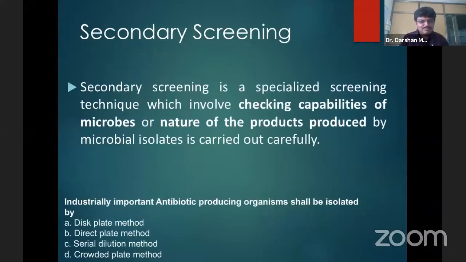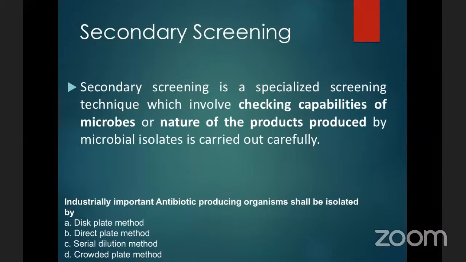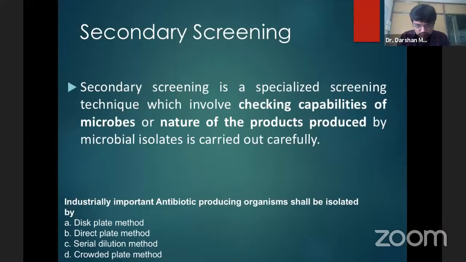You are having this particular question. One question was asked in an exam. You wanted to isolate the industrially important organisms which are going to produce antibiotic. Which method will you utilize? Serial dilution? No. You wanted to isolate the industrially important antibiotic producing organism. I am using the word antibiotic. Ria, can you give the logic behind this? Your answer.